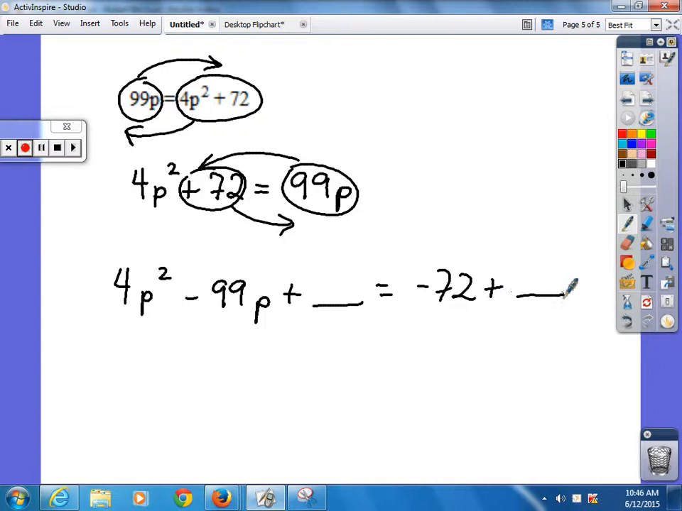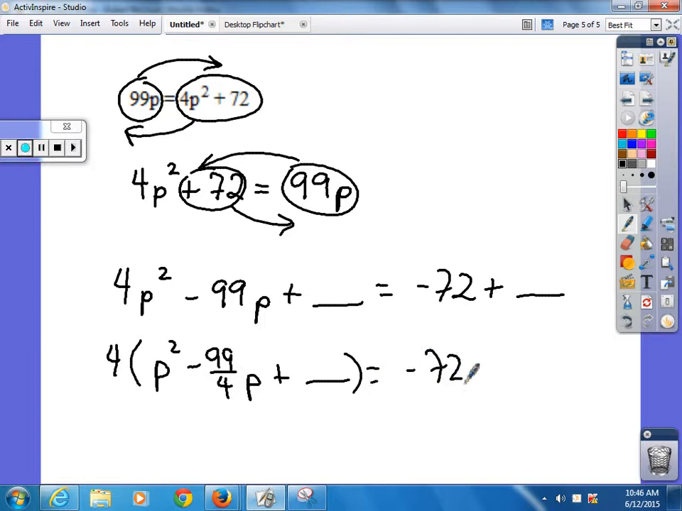Now you would think that you're not going to have any x-intercepts. You're probably right, because this is not a negative. And if that was a negative, that would cancel this negative out later. But in this case, it's probably going to be no x-intercept. I don't know. Now we're going to factor out a 4. p squared minus 99 fourths p plus blank is equal to negative 72 plus 4 times blank.